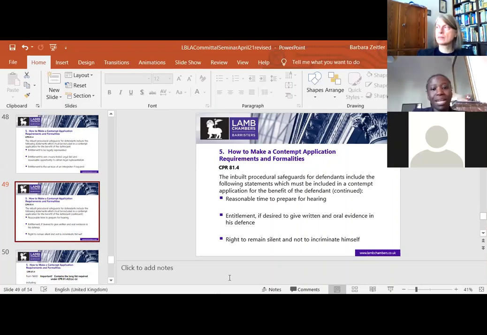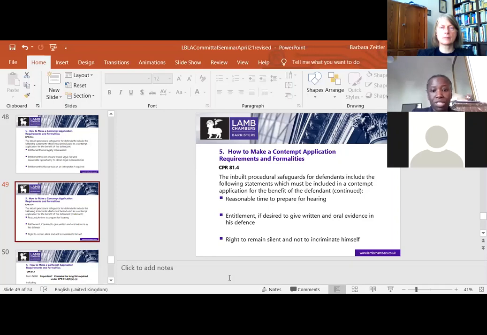And it's more than likely that a judge would take a very dim view if the claimant tried to proceed with a contempt application, knowing full well that the defendant hadn't been given the opportunity to ascertain or to obtain legal advice and have their legal aid certificate sorted. So yeah, a reasonable time should be given for preparation.